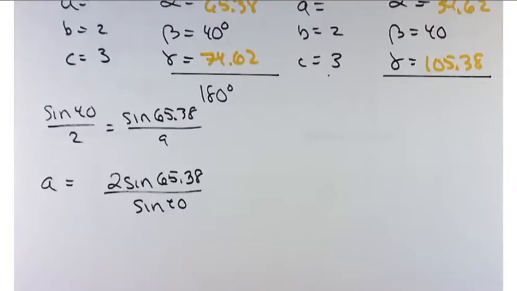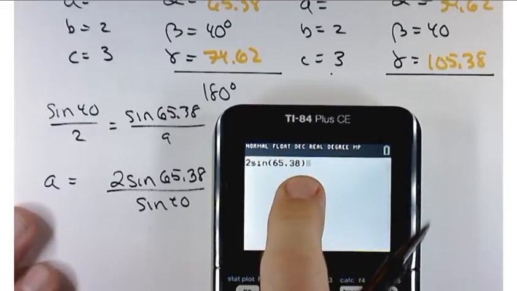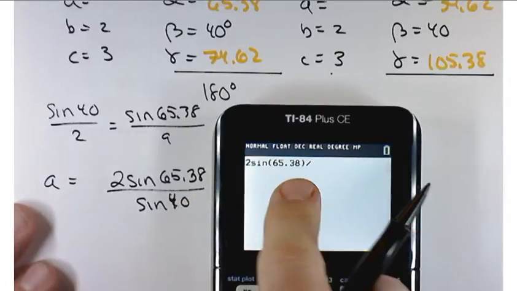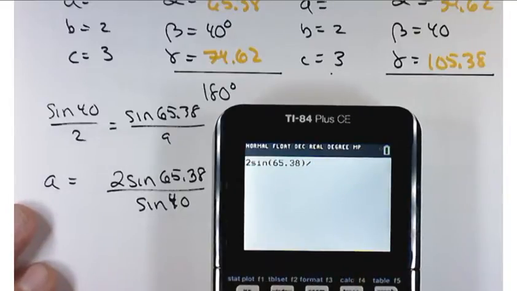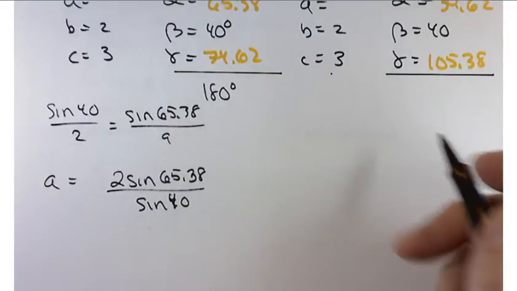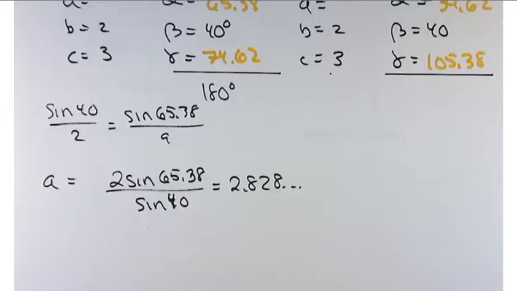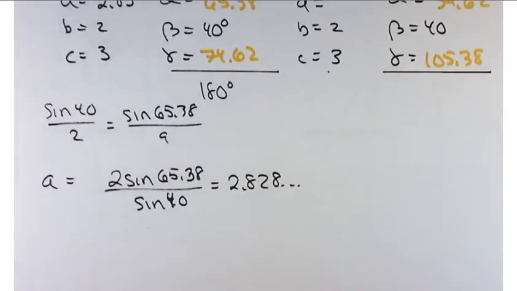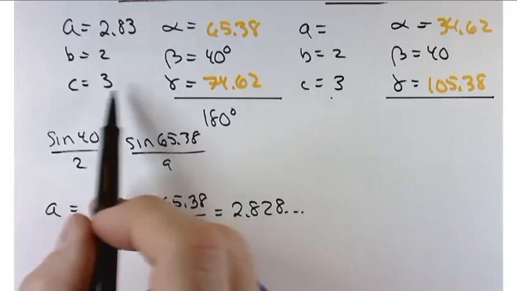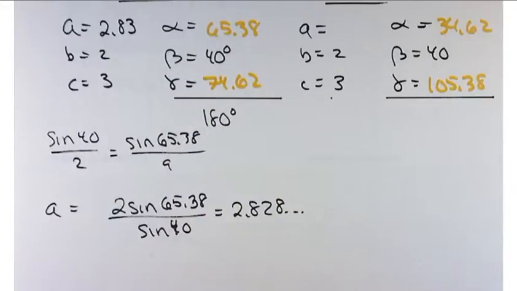2 sine of 65.38. Make sure you put in that right parenthesis. You don't want to divide your angle by, say, the sine of 40, and then calculate the sine of that. So divide by sine of 40, 2.828. So about 2.83. Does this line up? Does it pass muster? Well, yeah. Longest side, largest angle. Smallest side, smallest angle. Middle and middle. So it works.